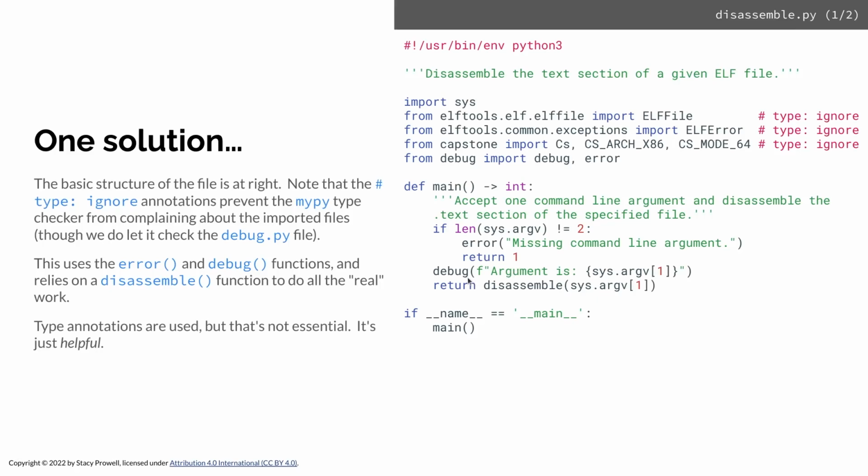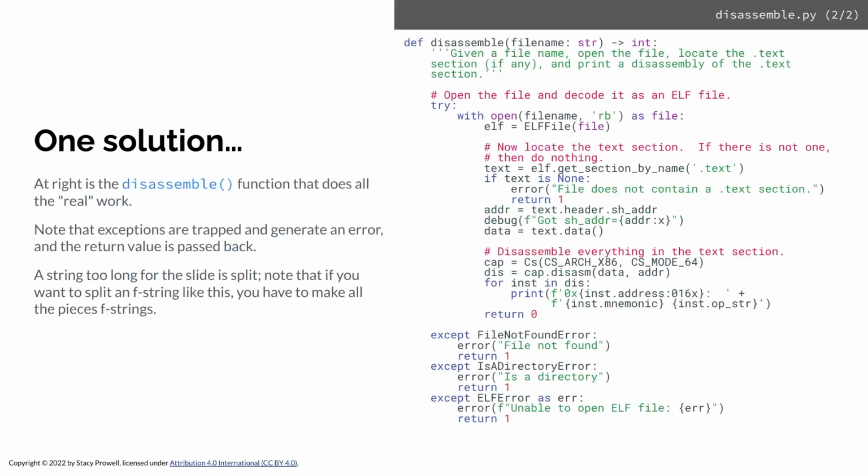Then I write out a debug line. You won't see this unless debugging is enabled. And then I return disassemble of that file name argument. So that's the basics of it. And let's go look at disassemble, which is the other part of my code. So here's my function that does all the real work.